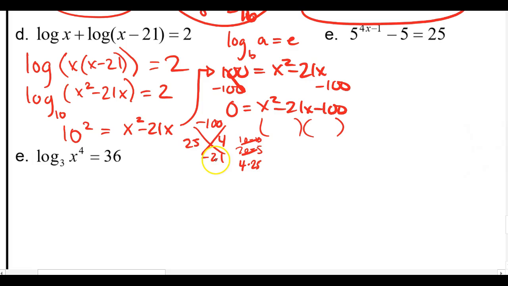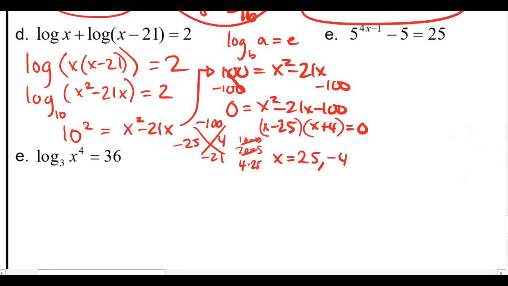Okay, and it has to be negative, so that means the bigger number is going to be negative. Negative 25 plus 4 is negative 21. And negative 25 times 4 is negative 100. So now we have x minus 25 and x plus 4 equals 0. Okay, so now we know x is, so if this is negative 25, our answer will be 25, and if this is plus 4, then we know our answer will be negative 4.